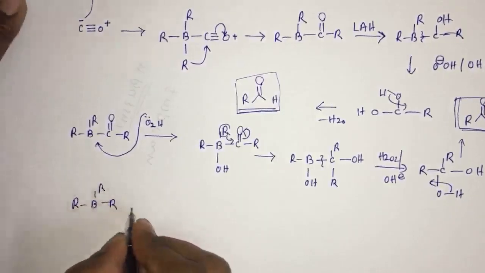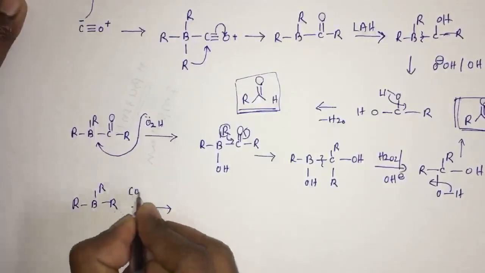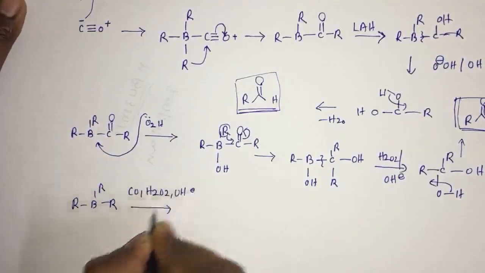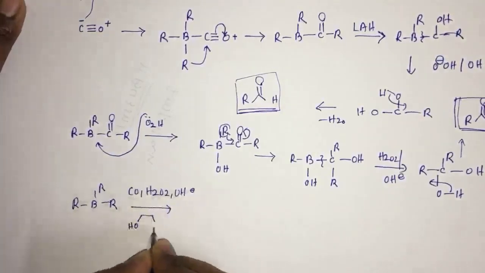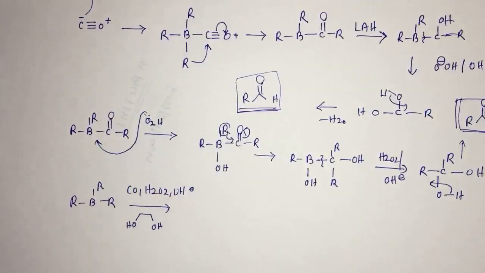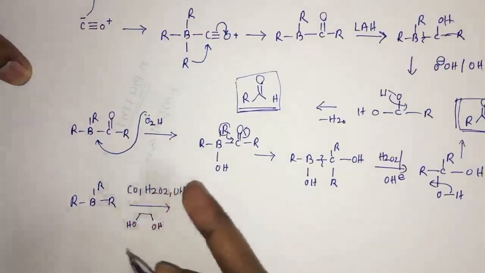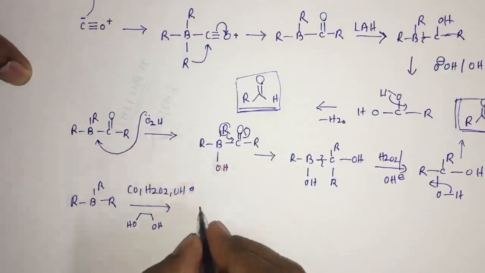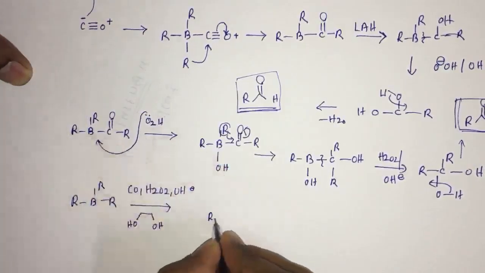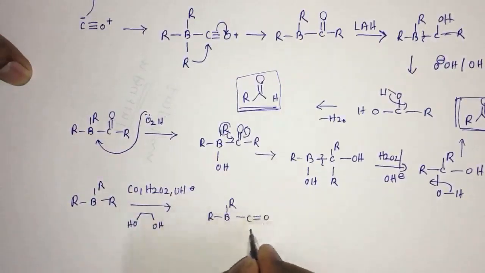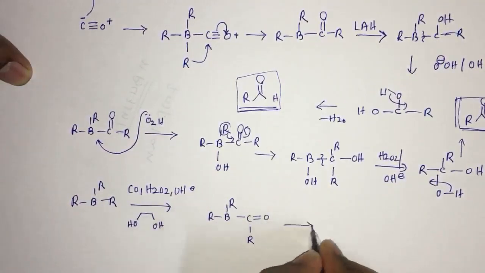BR2, if they give CO, then H2O2 and OH minus, and a 1,2-hydroxy compound. So in this case, it's possible to get a tertiary alcohol. Here also, up to this it is the same. Sorry, up to this I'm not writing the mechanism, I'm writing directly COR.